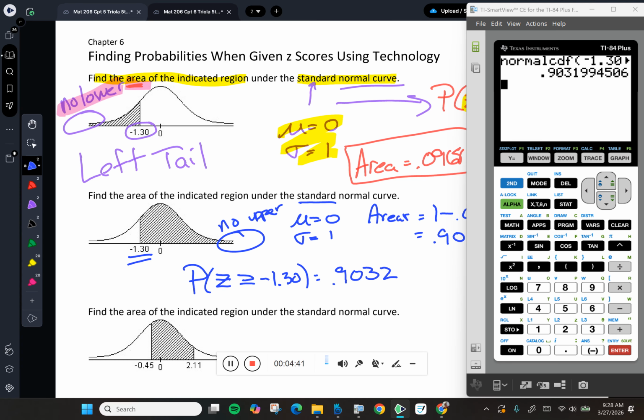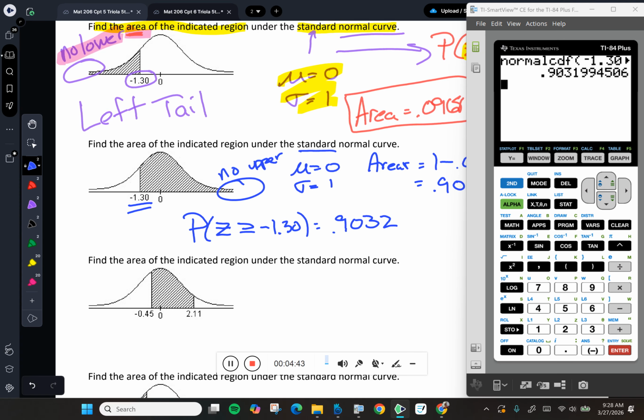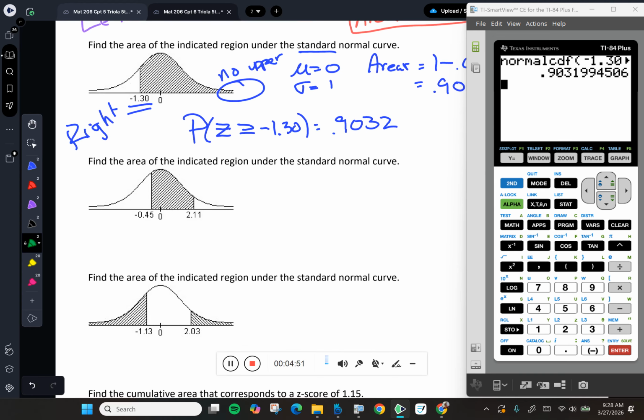Right? All right. The third type of problem, since we've done a left tail and we've done a right tail, is this one, where we have a strip in the middle. Okay? Still a standard normal curve. So we still have a mean of 0 and a standard deviation of 1. But now we've got both a lower limit and an upper limit stated.